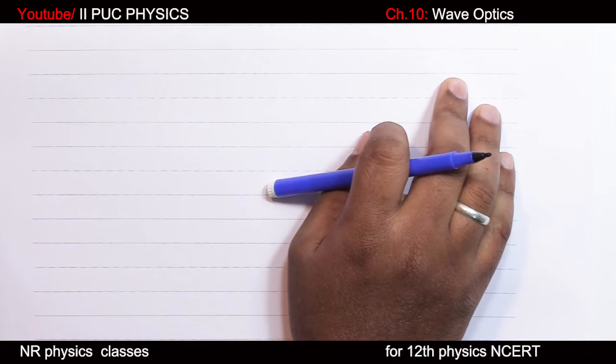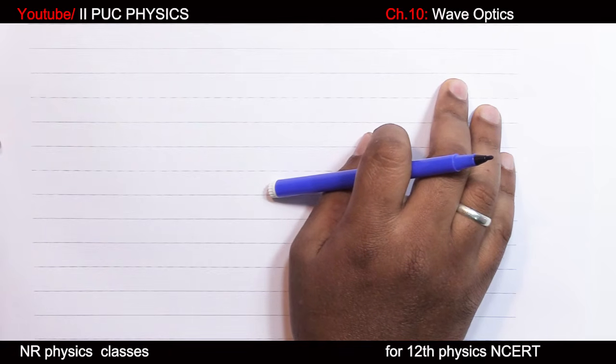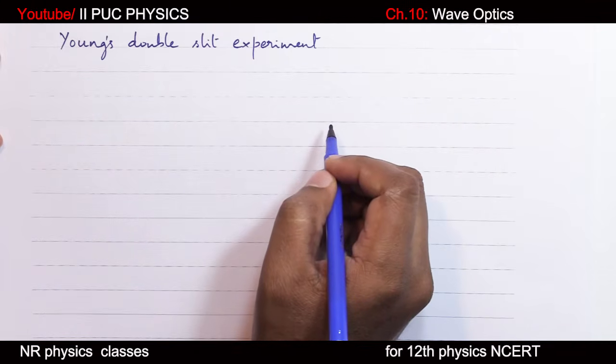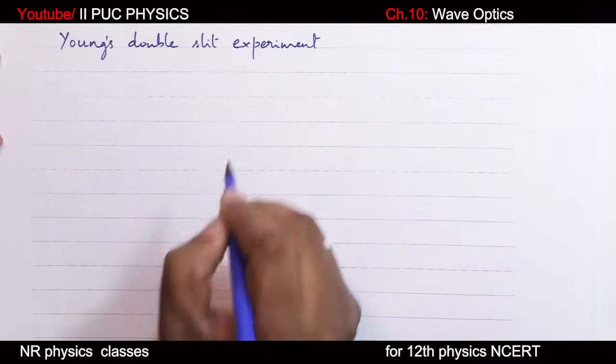In this session, let us solve problems on Young's double slit experiment, that is interference of light. First, let me go through equations involved in this experiment. Next, I will take up few problems. After that, let us solve problems appeared in board exams. Let me go through the equations involved in this experiment.